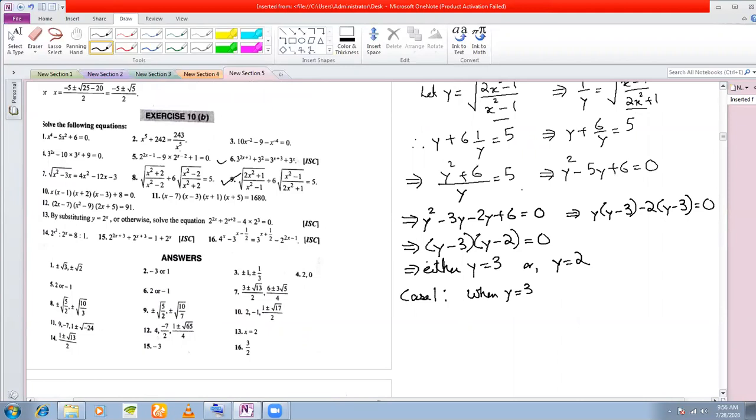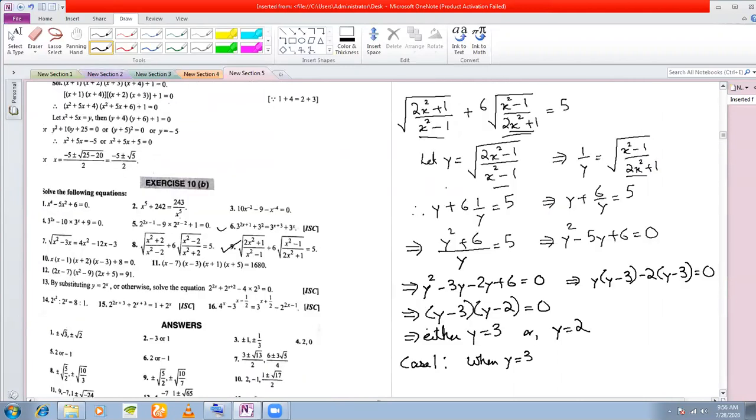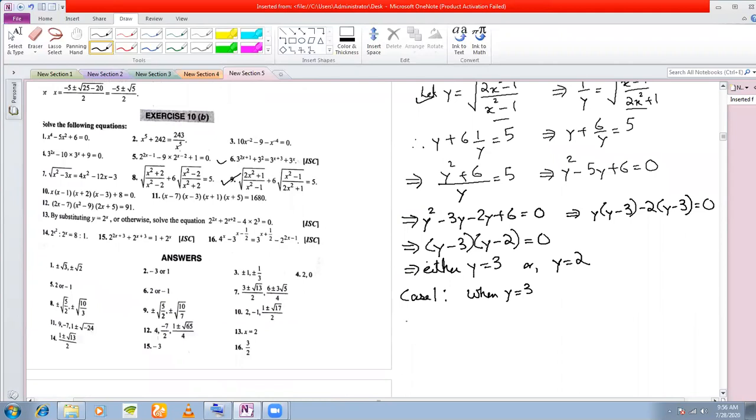What is the value of y? We take y as 3. So the square root of (2x² − 1)/(x² − 1) must be equal to 3.